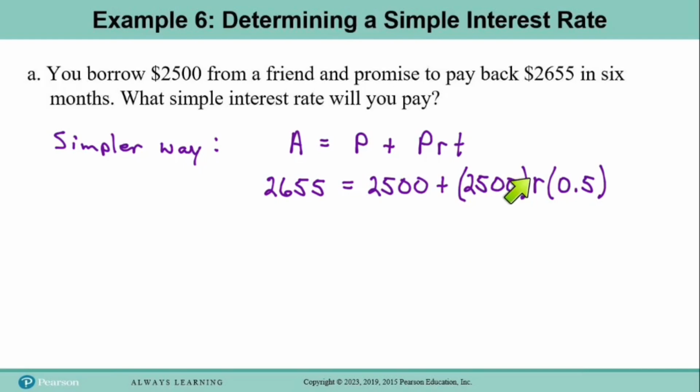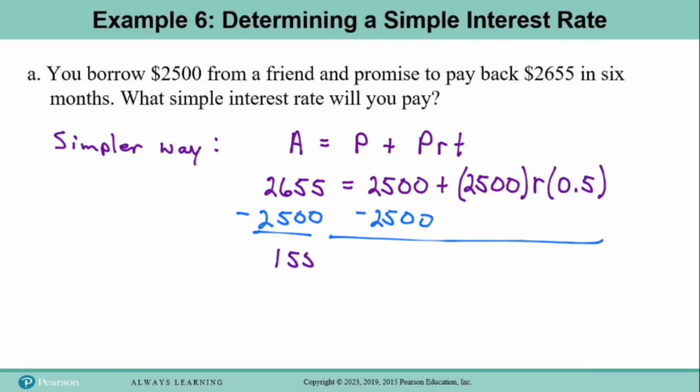Okay, now what we want to do is isolate R. So watch how I do this. First, I'm going to eliminate this 2,500, this extra term over here on the right. We will subtract 2,500 from both sides, and that will leave us $155 on the left side, but now on the right side, this term will add up to 0, so that will disappear, and we will have 2,500 times R times 0.5. Now what I've done is I've gone ahead and multiplied together the 2,500 and the 0.5 so I can have one coefficient in front of my R. And 2,500 times 0.5 is 1,250. So this 2,500 times R times 0.5 becomes 1,250 times R.